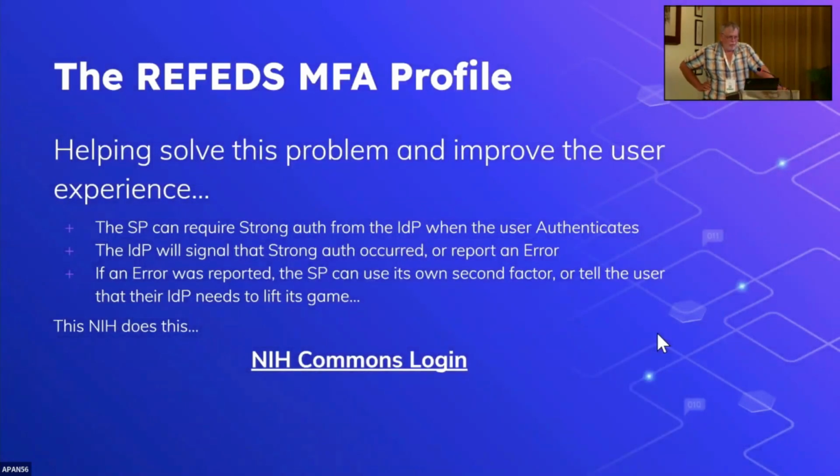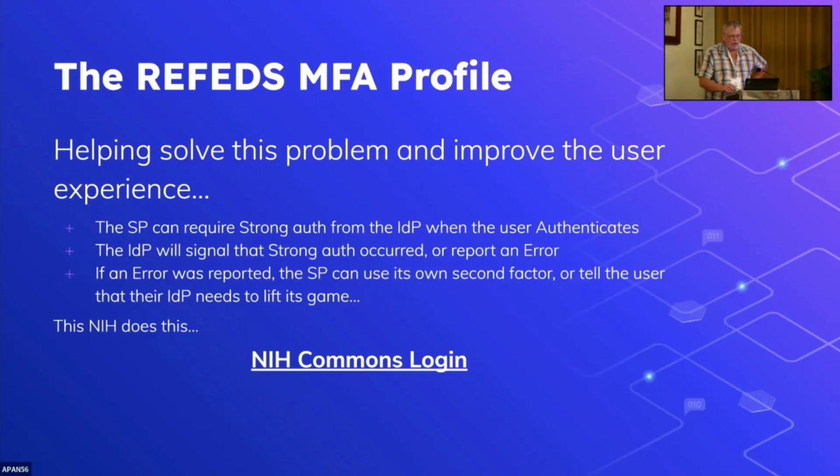So the REFEDS multi-factor profile has been developed, and we've spoken about it this morning, to help solve this problem and to improve the user experience. The user has only their password and their university multi-factor to deal with. The service provider can require strong authentication from the IDP when the user authenticates, and the IDP will signal that strong authentication has occurred in the protocols. It's not just that they've waved a flag or set up some policy. It's actually part of the protocol of the signaling of the strong authentication. And if an error is reported, the service provider can use its own second factor if it wants to, continue that process on, or tell the user that their IDP needs to lift its game.